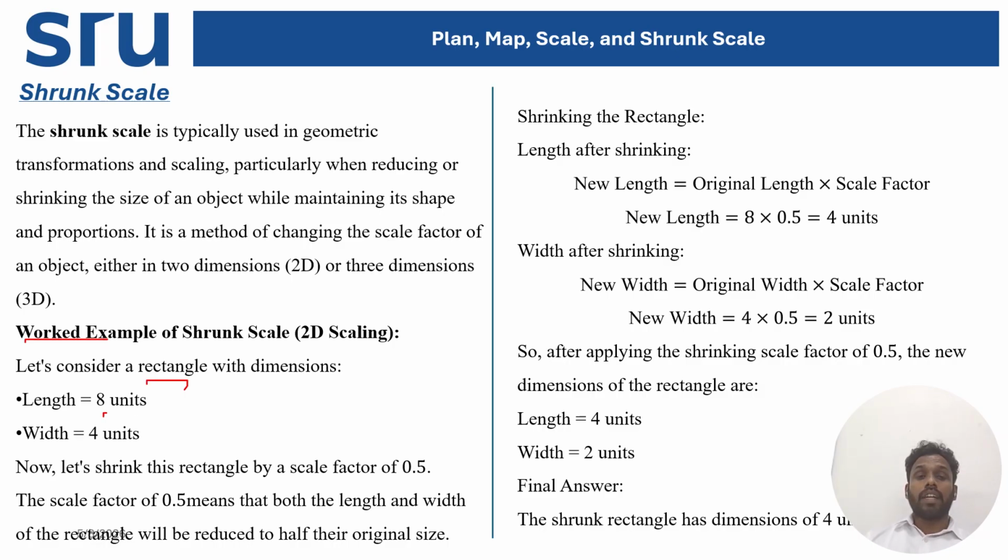The length is equal to 8 units. It may be in centimeters or millimeters, there is no issue with that, or you can keep it in meters. The width is 4 units. Now let's shrink the rectangle with a scale factor of 0.5. The scale factor of 0.5 means both the length and width of the rectangle are reduced to half of their original size. Now we have to find the length after shrinking.